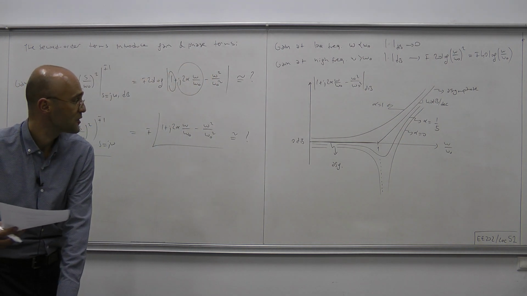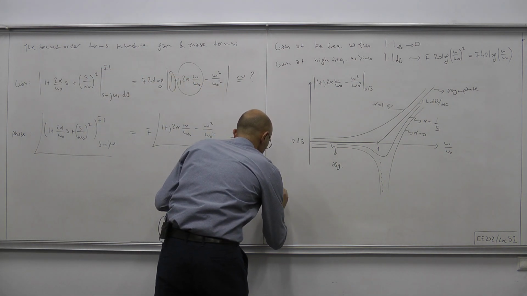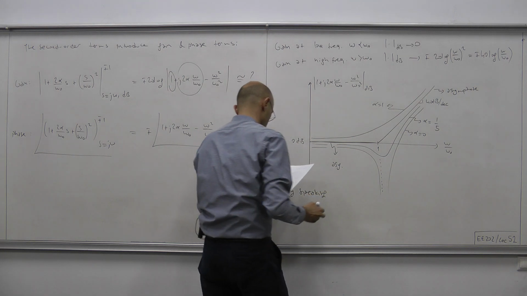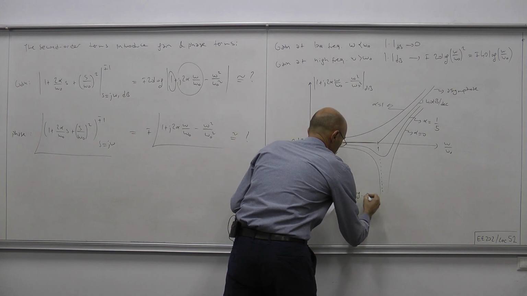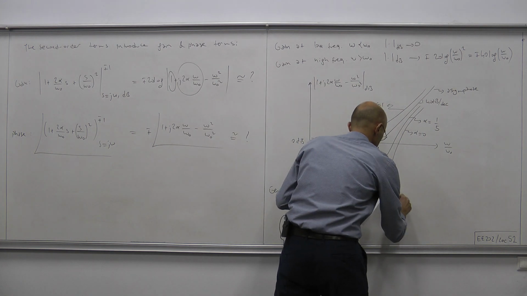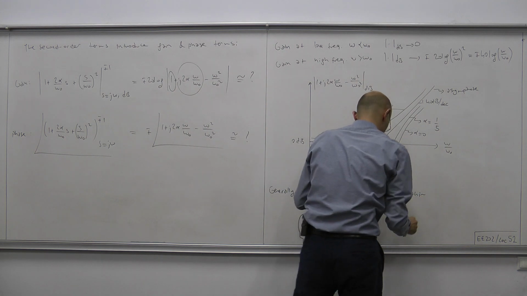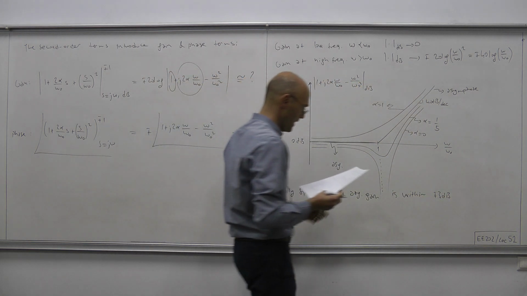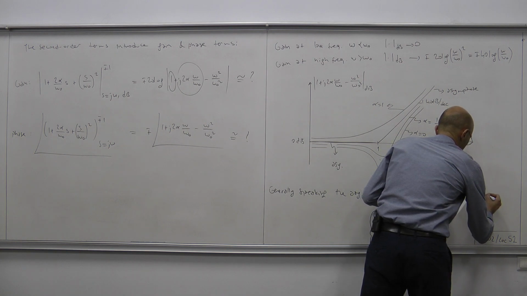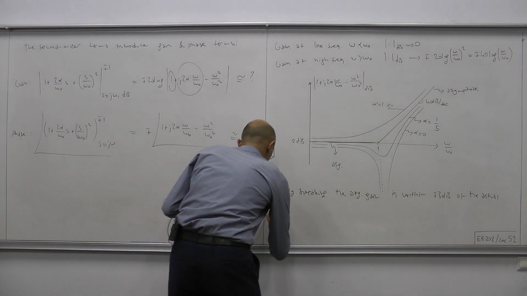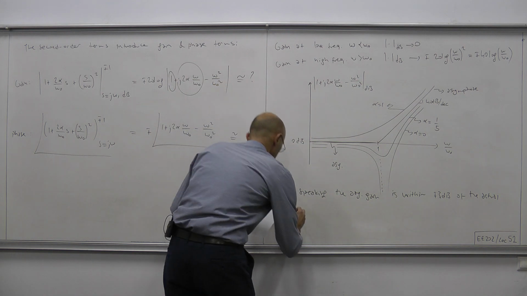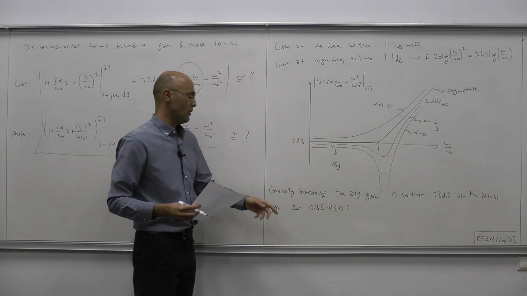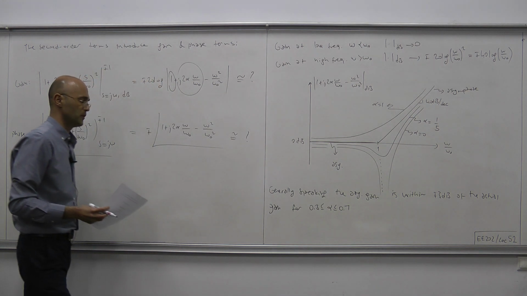Okay, so let's put that down as a remark. Generally speaking, the asymptotic gain is within plus minus 3 dB of the actual gain for 0.3 and 0.7 for alpha, in this range, 0.3 to 0.7.